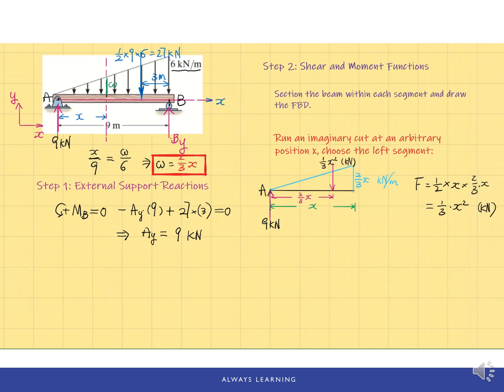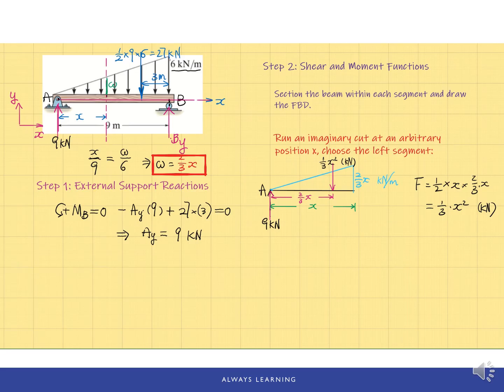Okay, so those two are now our applied forces or external forces on this left segment. One is at A, 9 kilonewton. One is 2/3x away from A. The magnitude is 1/3x squared kilonewton. So don't forget, we are actually solving for the internal shear force and moment at the cut at the section.